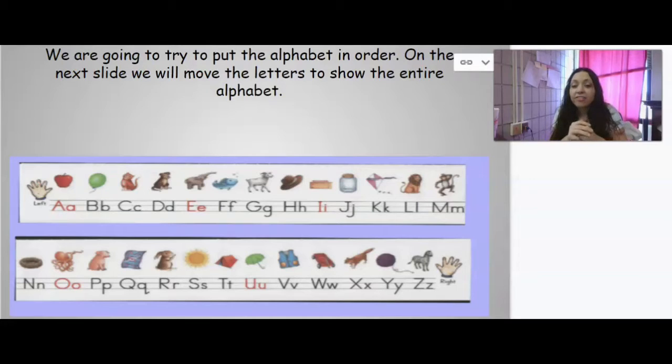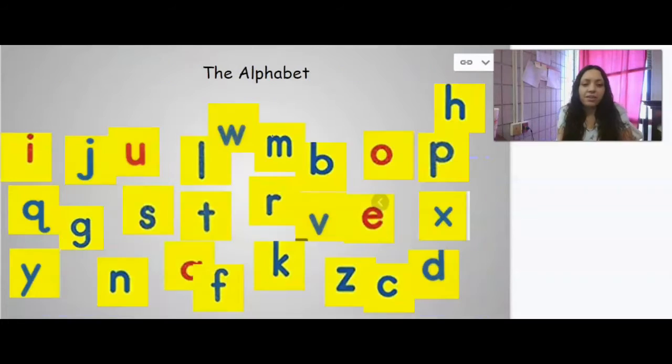E, I, O, U, Z. Very good. All right, and let's practice that by putting the letters in order.